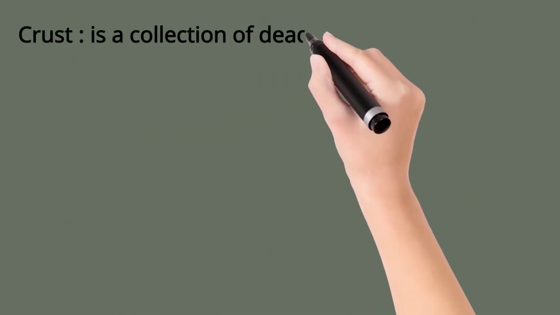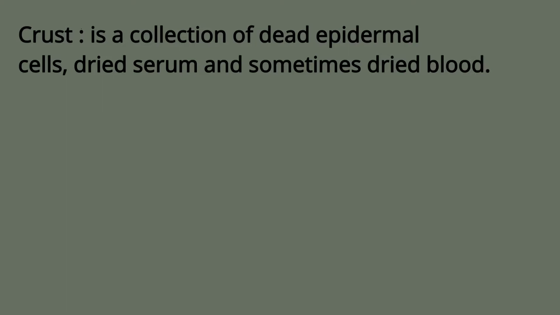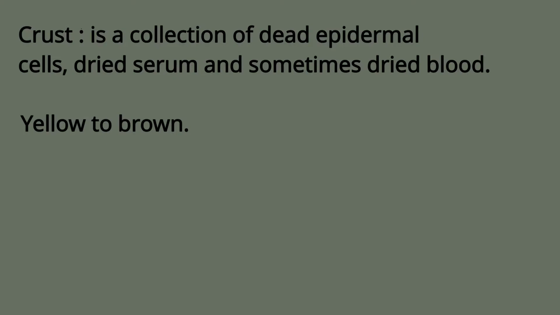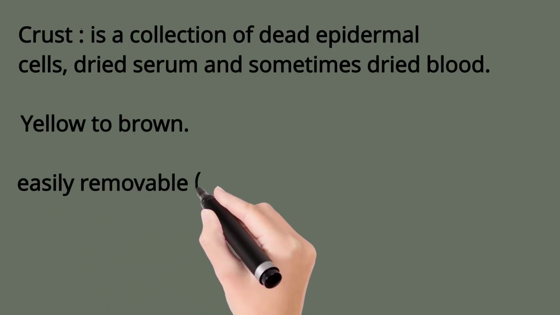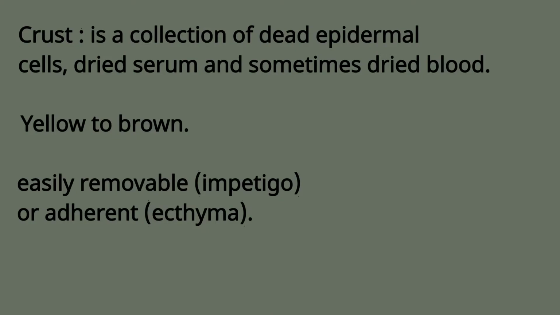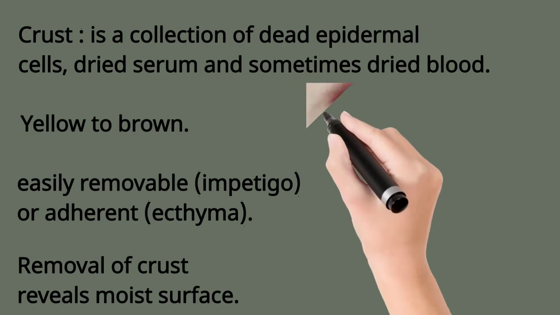Crust is a collection of dead epidermal cells, dried serum and sometimes dried blood. It is yellow to brown in color. Crusts may be easily removable as in impetigo or adherent as in eczema. Removal of crust reveals a moist surface. Here is the image showing honey-colored crust of impetigo.